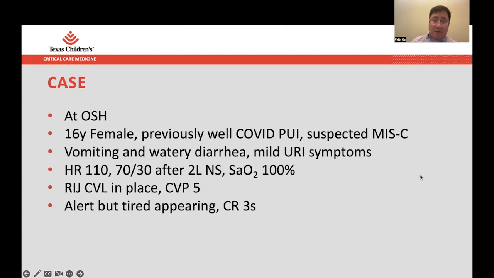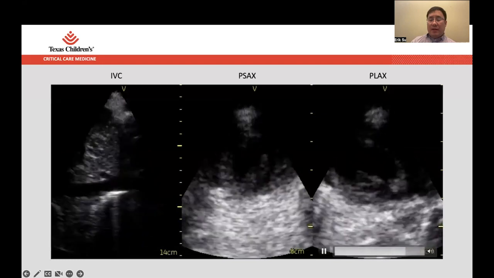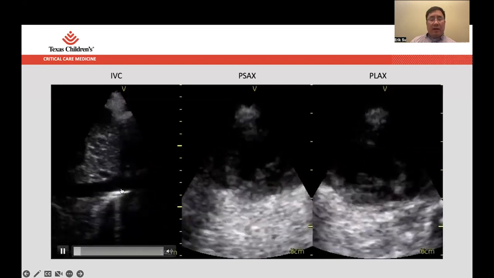This is a 16-year-old female, previously COVID POI, suspected MIS-C, who's vomiting and having watery diarrhea, mild URI, and was just a little tachycardic for age, and a little hypertensive, 70s over 30s. She had already received fluid, had a right IJ in place, CVP was 5, was alert but tired appearing, capillary refill of 3 seconds. And this is just a review. We saw a patient that had a mildly collapsible IVC.